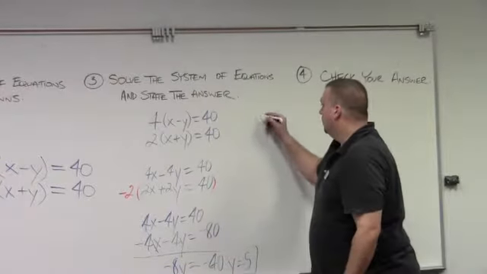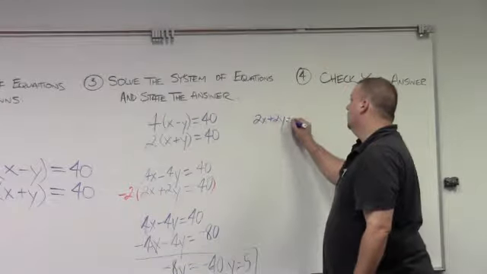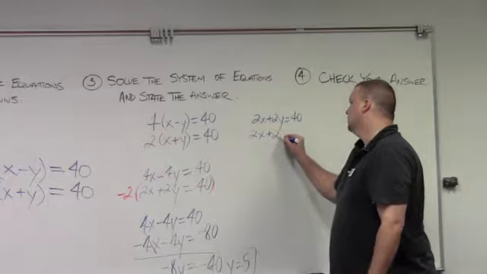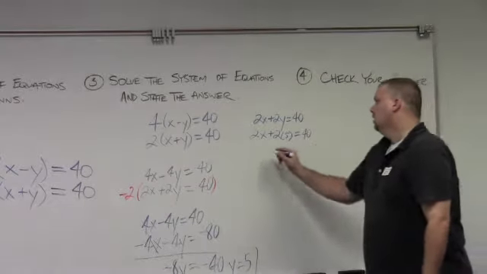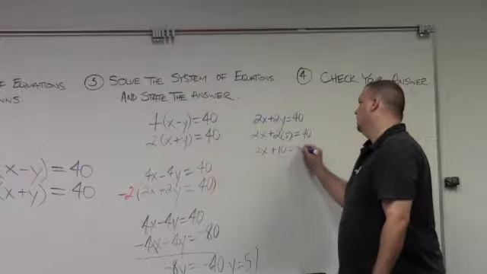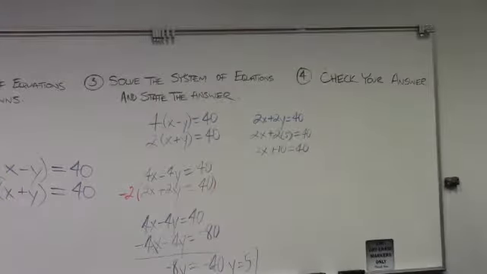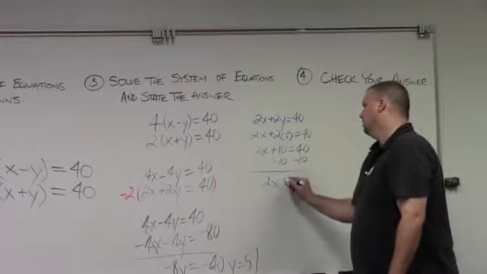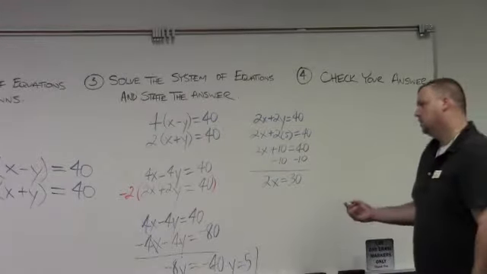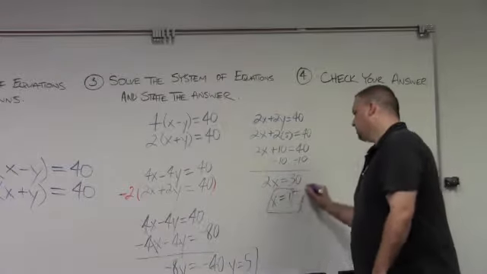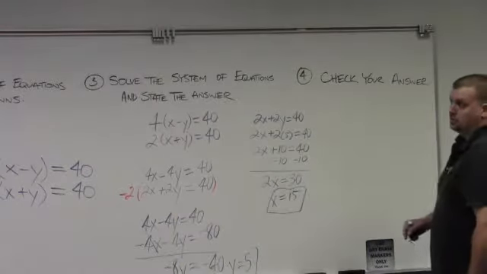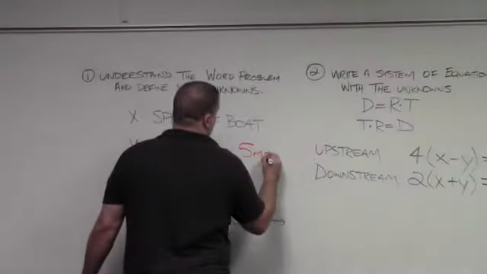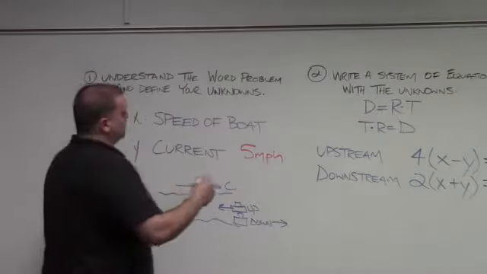And I'm going to go with the 2x plus 2y equals 40, mainly because the numbers are small. So I'm going to plug in 5 for y. So 2x plus 10 equals 40. So I need to subtract the 10 first, correct? So 2x equals 30. And if I divide both sides by 2, x equals 15. All right, so my current is 5 miles per hour, correct? That's what y represented. And the speed of my boat, 15 miles per hour.